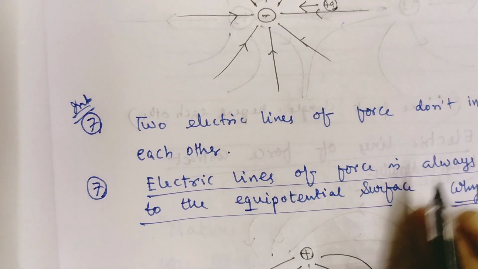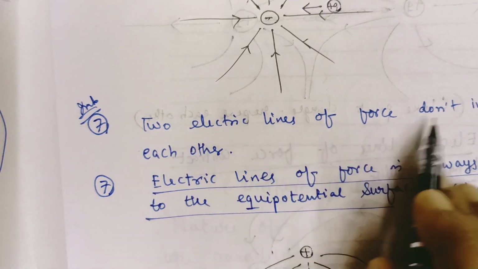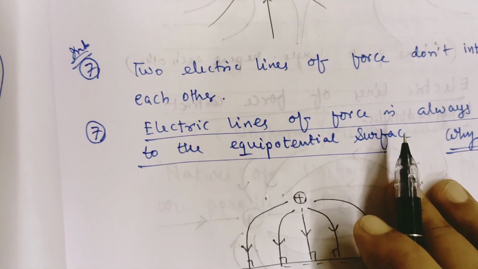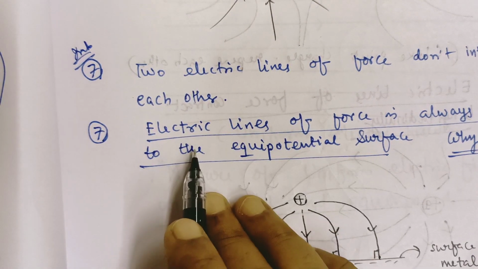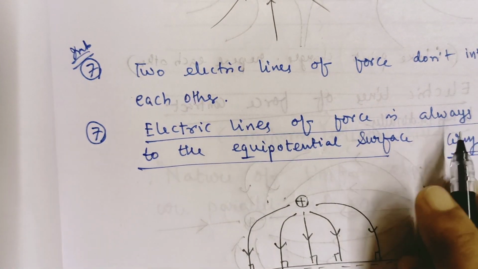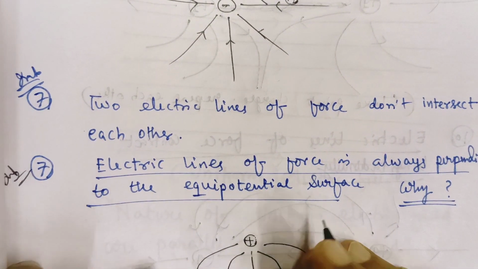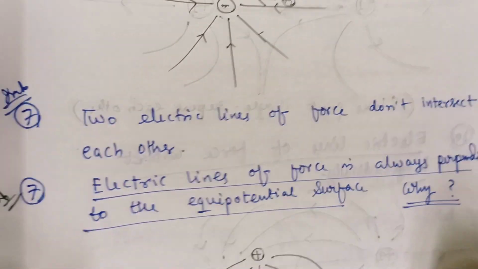Then the next property, it is also repeating. Two electric lines of force do not intersect each other. We can skip it. Then another point, a very important point: electric lines of force are always perpendicular to the equipotential surface.